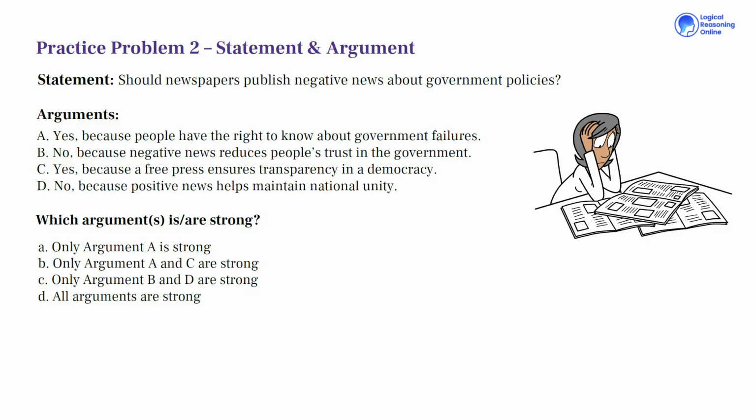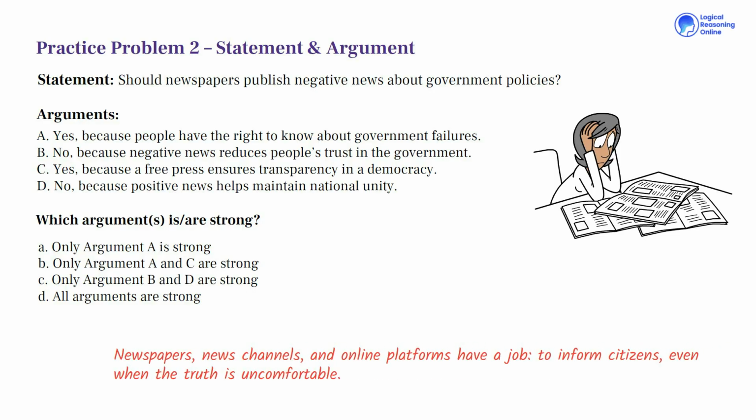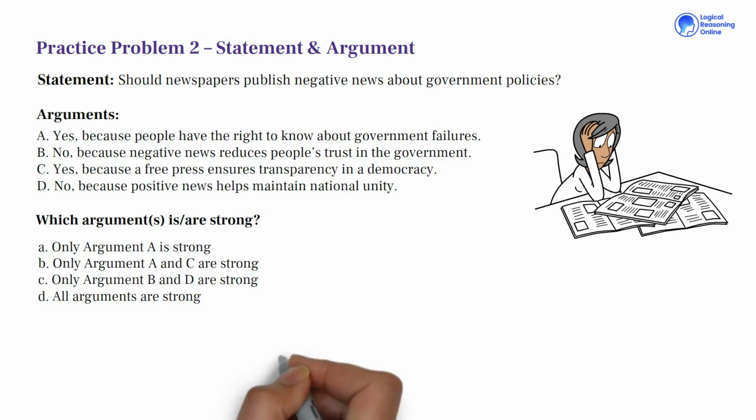Argument C. Yes, because free press ensures transparency in democracy. This is another solid principle-based judgment. A free press is considered the fourth pillar of democracy, right alongside the legislature, executive, and judiciary. Newspapers, news channels, and online platforms have a job to inform citizens even when the truth is uncomfortable. This argument is not emotional, not vague, and definitely not off topic. It supports the core value of democracy, so argument C is absolutely strong.